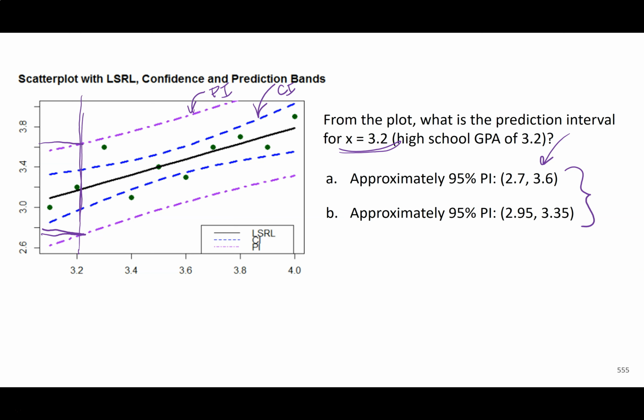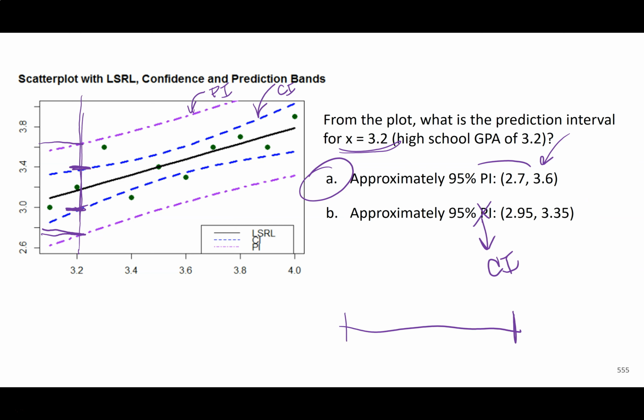But let me see. Yeah, that'll be it. Because 2.95, that's more of this one. 3.35, that's more of this one. So this one is the confidence interval. This one is the prediction interval.